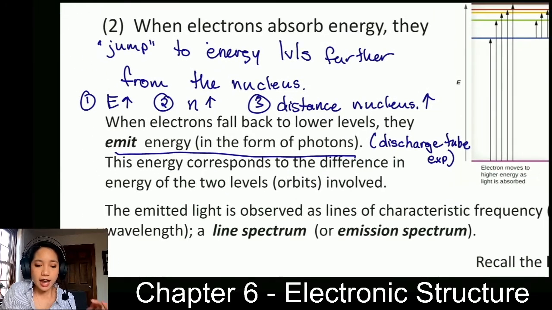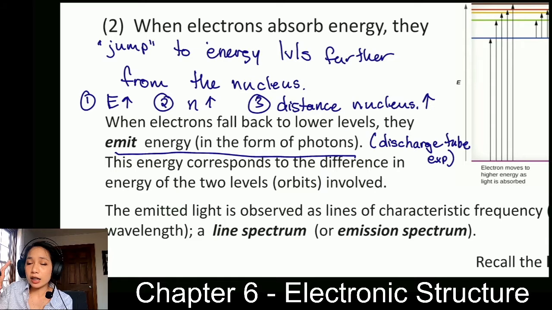And so when the electron falls back down to a lower energy level, it'll probably go back to any lower energy level, n equals 1 or 2, whatever's lower. And so the difference in energy between those two levels that it fell from corresponds to the light that is emitted, or the wavelength or frequency of light that is emitted in the form of a photon. So there's two energy levels or orbits involved in this transition.